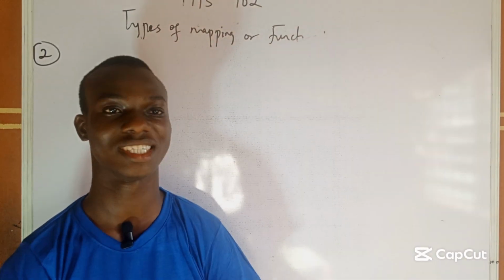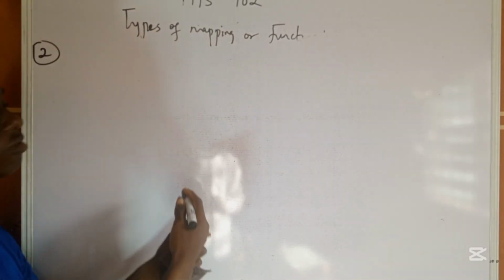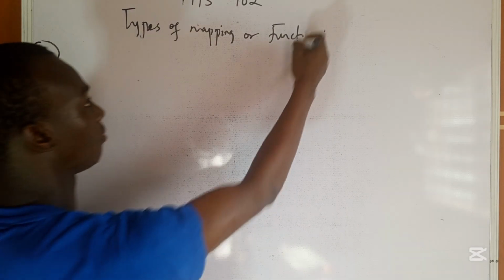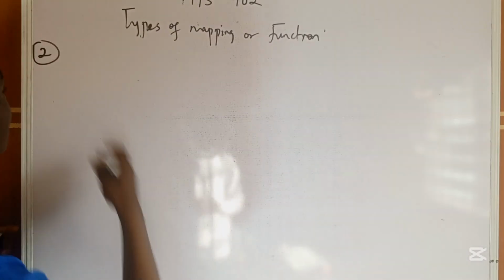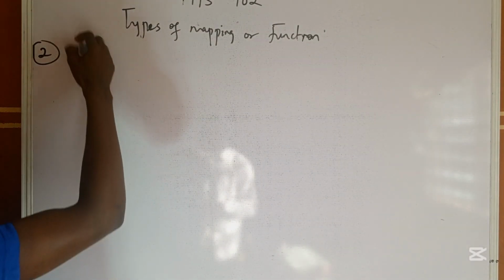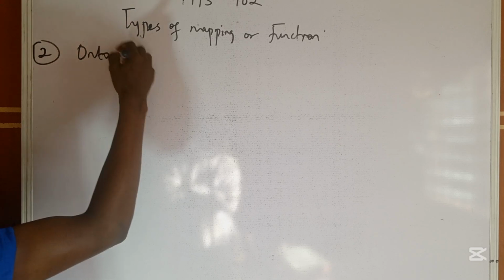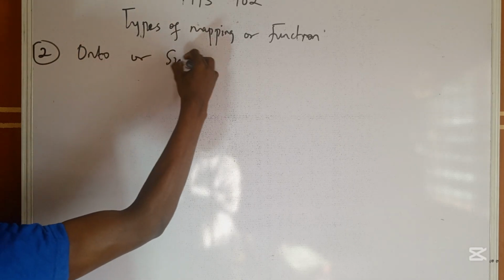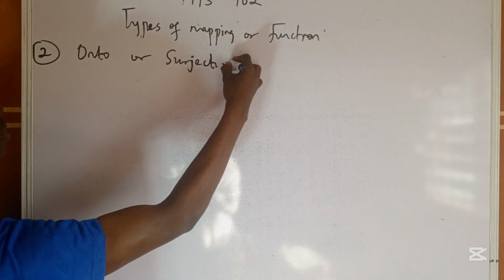Welcome back everyone. So let's continue the types of mapping or function that we have. The second type of mapping that we have is called the onto mapping or surjective map.